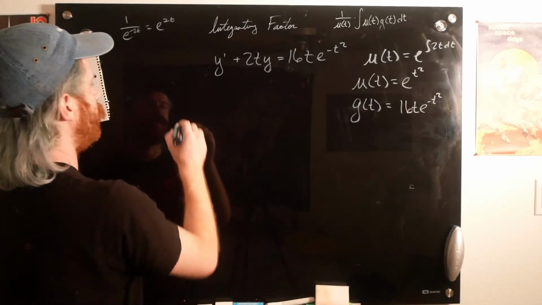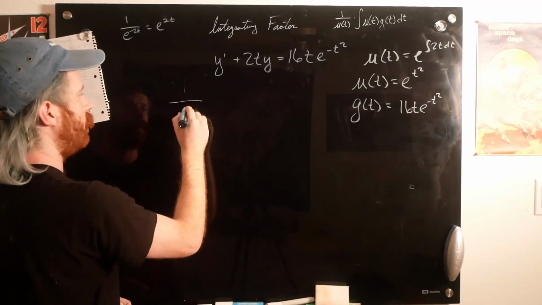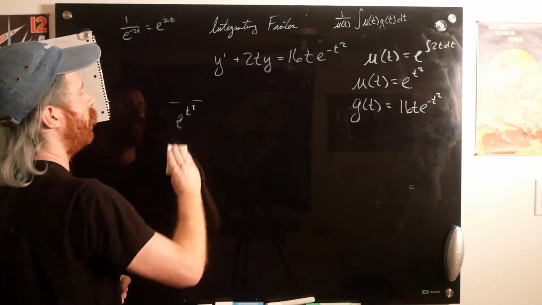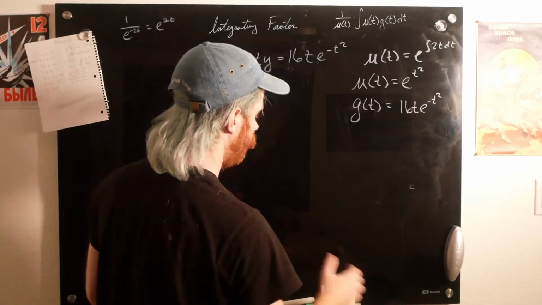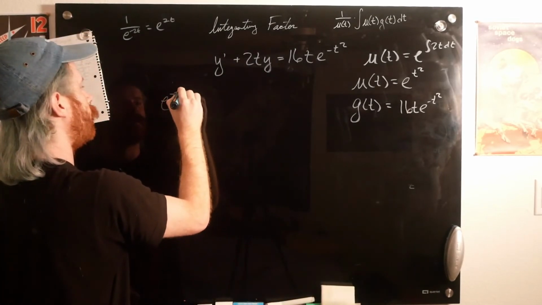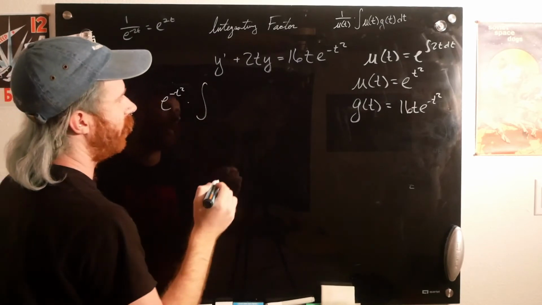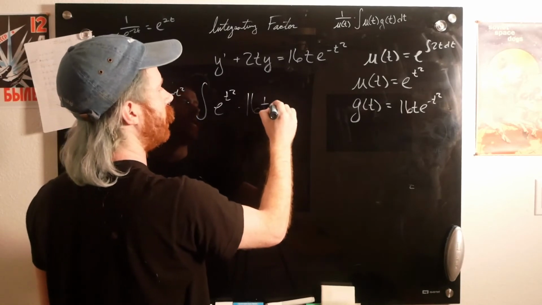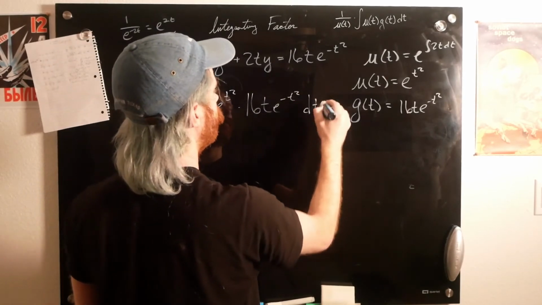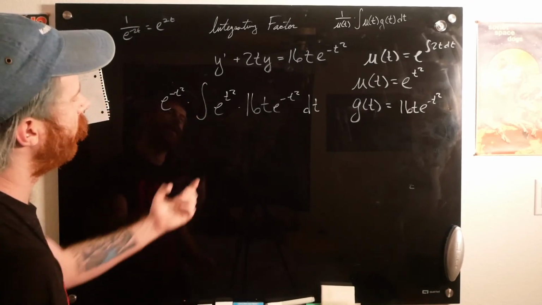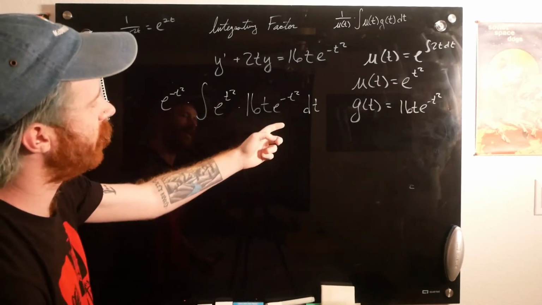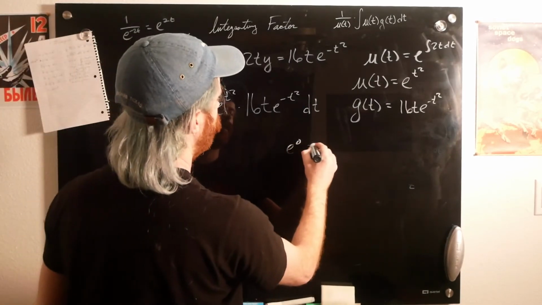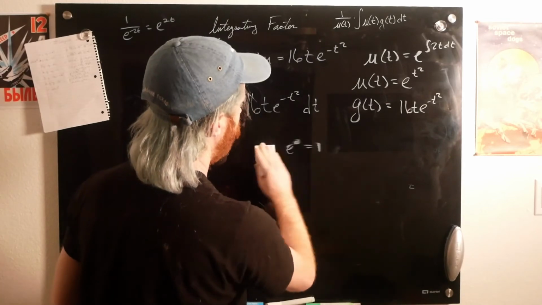Let's go ahead and plug it into our formula and find the solution to this differential equation. So 1 over mu of t is going to be 1 over e to the t squared, which is the exact same thing as e to the negative t squared, right? So let's write it like that because it's a little bit more convenient. Times the integral of mu of t, which is e to the t squared, times g of t, 16t e to the negative t squared dt. Well, this is convenient again, right? Because you can multiply e to the t squared times e to the negative t squared, t squared minus t squared equals 0, e to the power of 0 equals 1, so that's all going to cancel and go away.